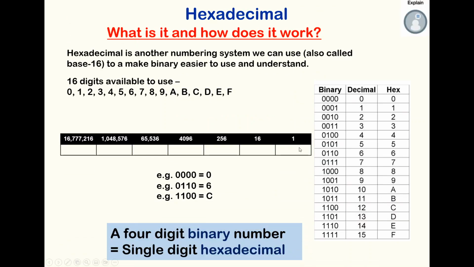So if you look at the columns, it would look like 1, 16, they go up in sixteens. One hexadecimal character is equivalent to 4 bits. So if you have a look at this table on the right hand side here, a 4-bit binary number is equivalent to 1 digit in hexadecimal. Okay, so the number 10, for example, 1010 in binary would be equivalent to the letter A, or 0110 would be equivalent to the hex character 6.